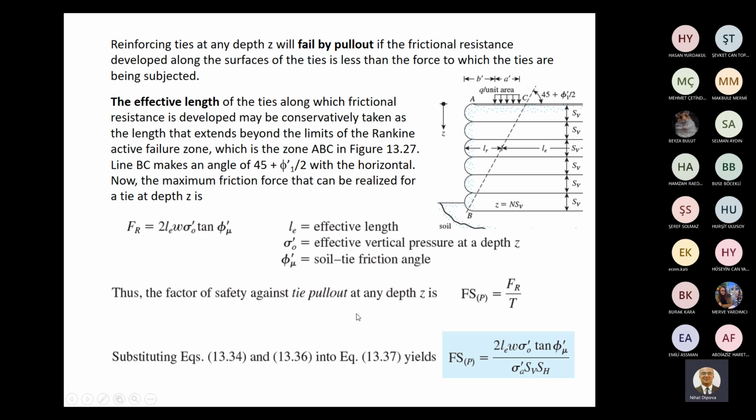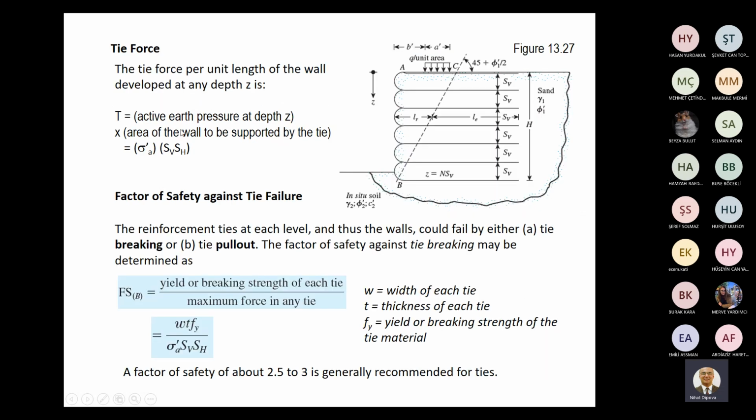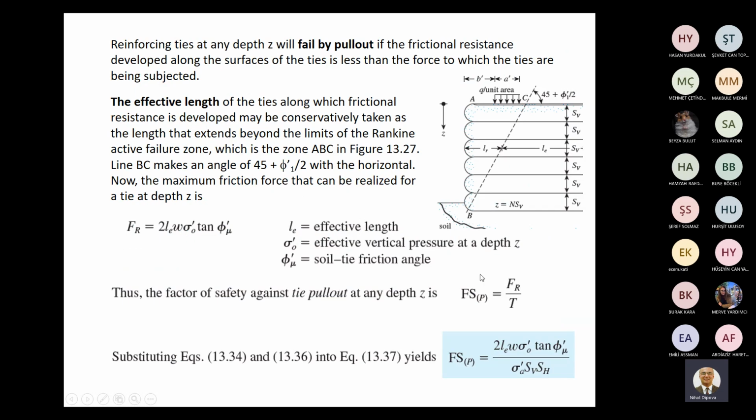And the safety factor will be equal to this resistance against sliding, Fr, to what? To pull out force, as we just determined for tie force, breaking force check. Fr over T. And we can substitute this Fr and T, and the final equation will be in this form.